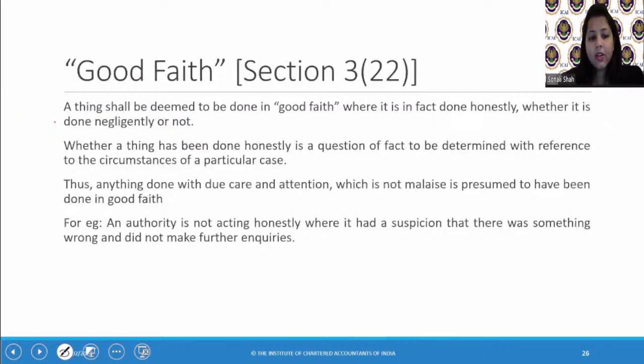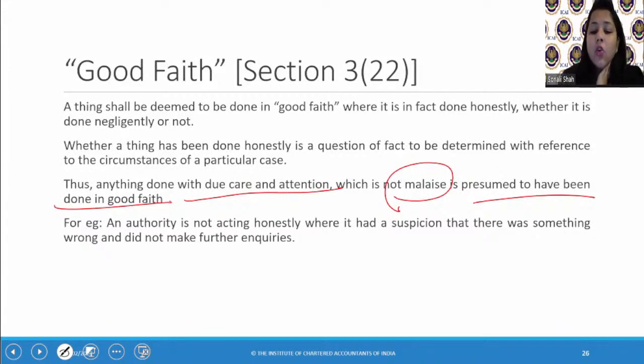Okay. Next is the word good faith. Good faith is anything which is done honestly and with diligence. If a thing is done negligently, even though there was no intention behind it, if there is negligence in it, mens rea is absent, intention is absent, but negligent is negligent, not in good faith. Anything which is done with due care and attention, without malice, malice meaning bad faith or bad intention, is presumed to have been done in good faith.